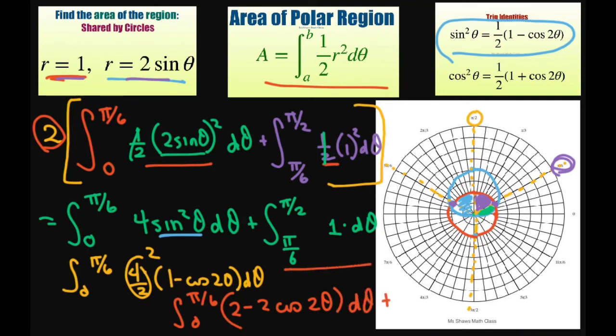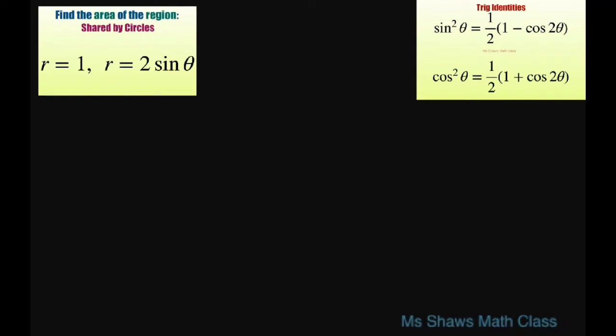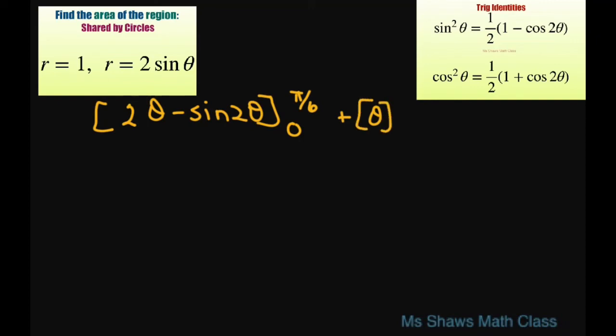At this stage we can integrate this. So let's go ahead and do that. This is going to be theta for this. So we get 2 theta minus sine 2 theta, evaluating this from 0 to pi divided by 6. And the other piece we had is plus theta, evaluating this from pi divided by 6 to pi divided by 2.